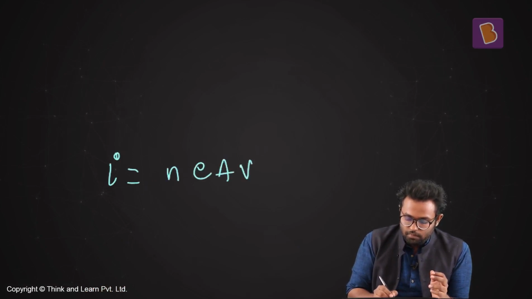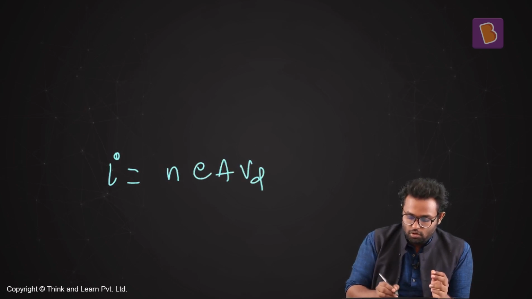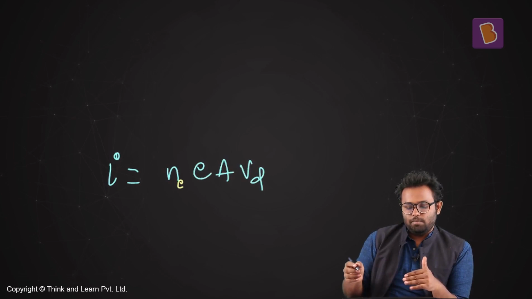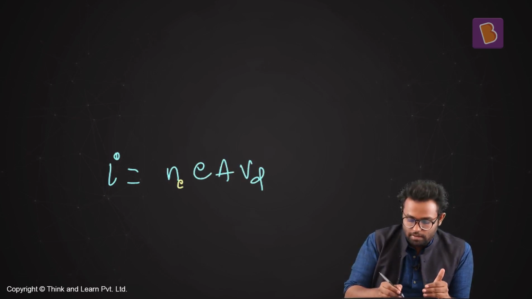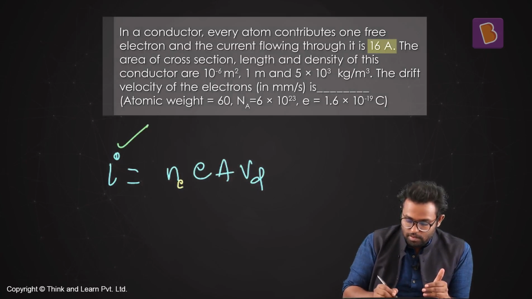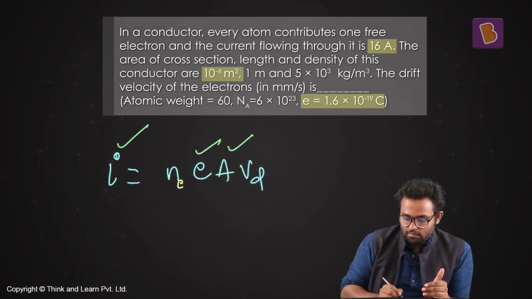The first thing that clicks to me is the relationship between the current and the drift speed, which is I is equal to N e A Vd. I'm just going to call it Ne, that is the number of electrons, times e A Vd. This is the formula for current. So current is given to me, area is given to me, this I have to find. I don't know what this is.